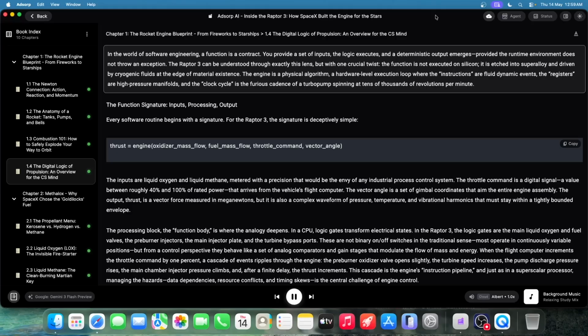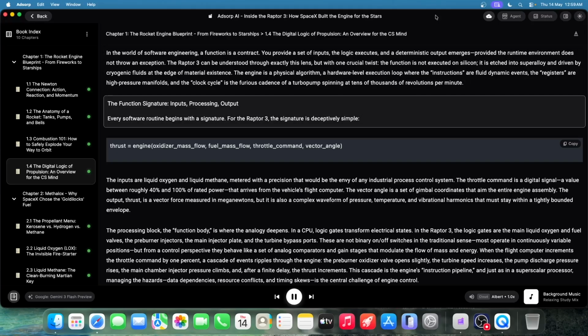The engine is a physical algorithm, a hardware-level execution loop, where the instructions are fluid dynamic events, the registers are high-pressure manifolds, and the clock cycle is the furious cadence of a turbopump spinning at tens of thousands of revolutions per minute. And the function signature: inputs, processing, output.